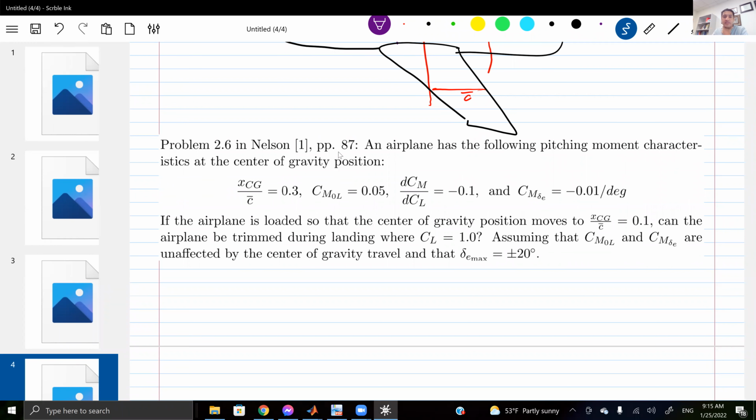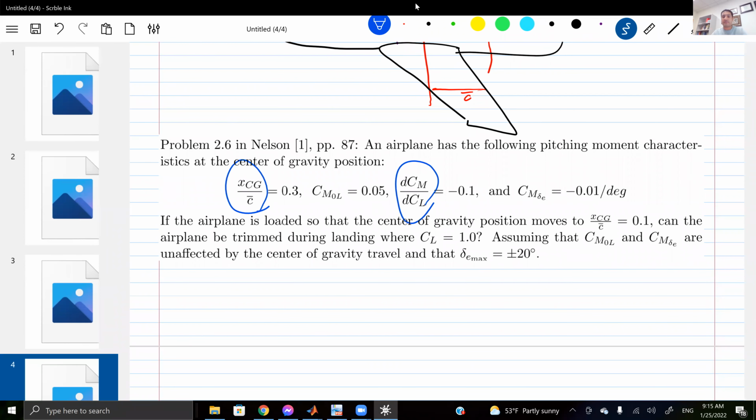So it says we have an airplane. It gives you these pitching moment characteristics at a particular value for CG. So CG is 0.3. Here is the corresponding dCM by dCL, right? This is the couple that always comes together, right? This CG with the dCM by dCL.